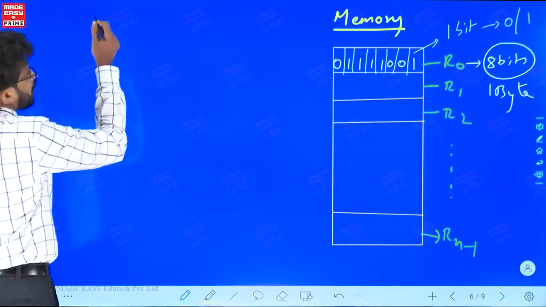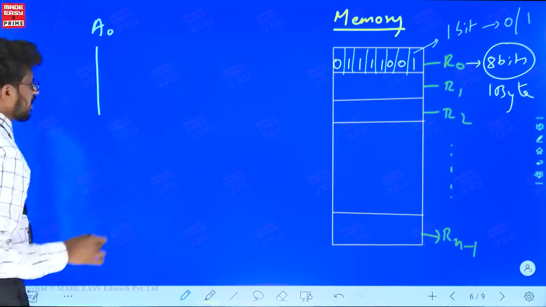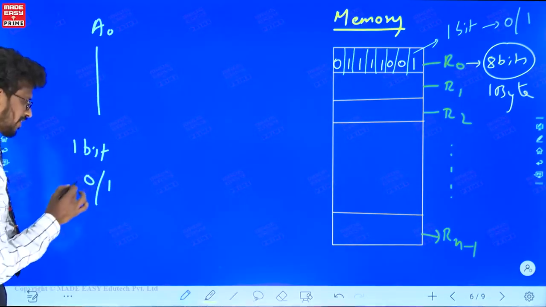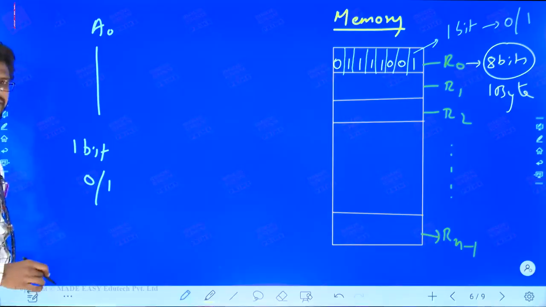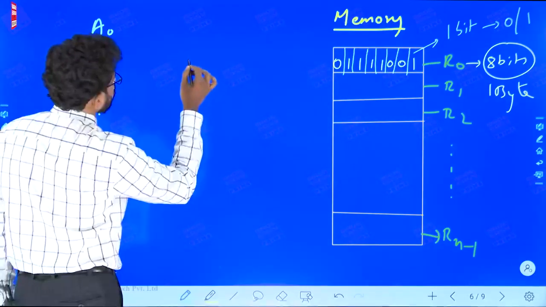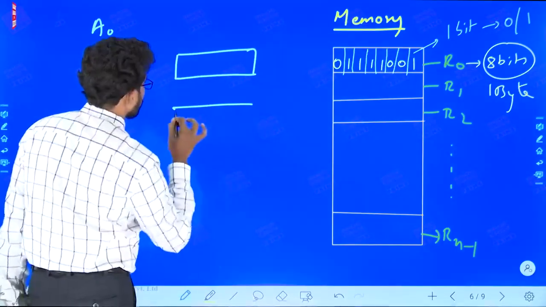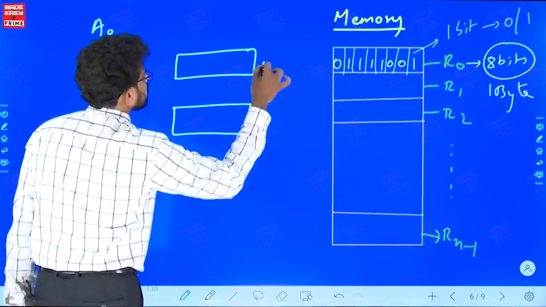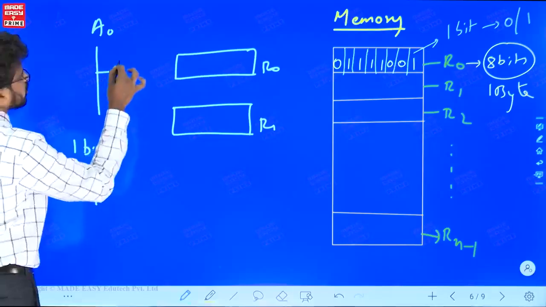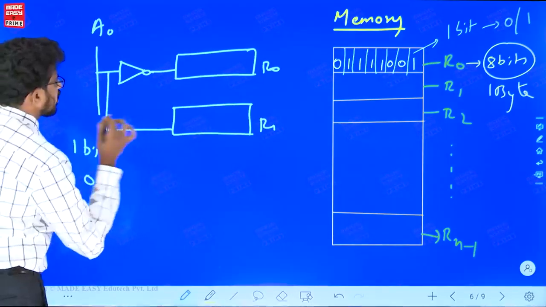For example, I have got one address line A0, right? So one address line can support how many bits? 1 bit, that is 0 or 1. It means 0 is one address, 1 is another address. If there are two addresses, there can be two registers which can be connected to this one wire. It means this is R0, this one is R1, two registers. So the first register, say it is connected through some NOT gate and the second register is directly connected.